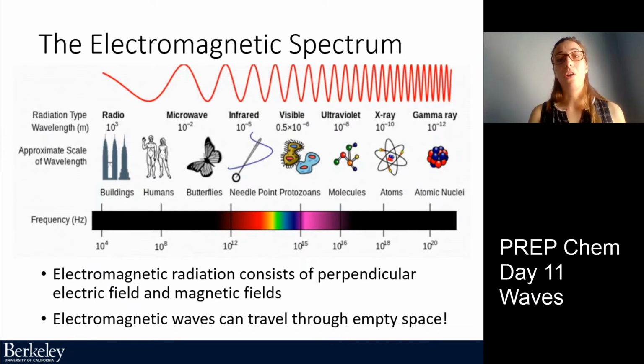And then you can go all the way down to really, really small wavelengths. For example, visible light is on the order of 10 to the minus 6. And that's actually a really, really small region of the entire electromagnetic spectrum. And you can go even smaller to X-rays or gamma rays that have wavelengths on the order of atoms and atomic nuclei. So you really are spanning distances all the way from buildings to atomic nuclei, which is kind of cool.